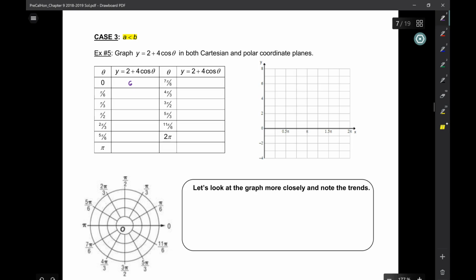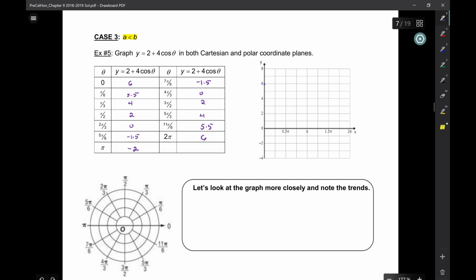Pi over 6 is 5.5. Pi over 3 is 4, right? Pi over 3, the cosine will be a half, so 4 cosine of that is 2, plus 2 is 4. At pi over 2, cosine is 0, so it's just the 2. 2 pi over 3 is 0. Now look at this one: negative 1.5, negative 2, negative 1.5, 0, 2, 4. It's increasing eventually to 6. All right, so let's graph this.